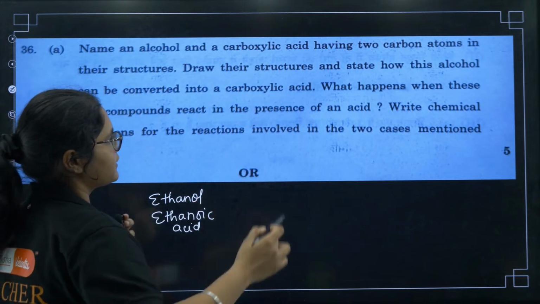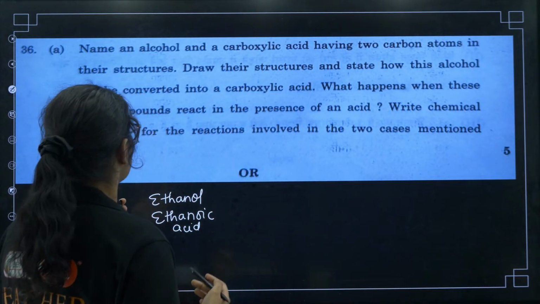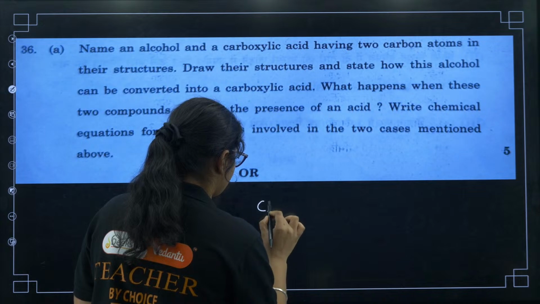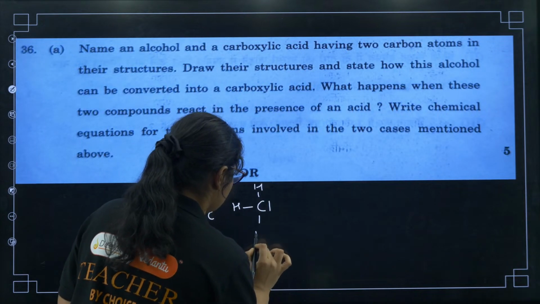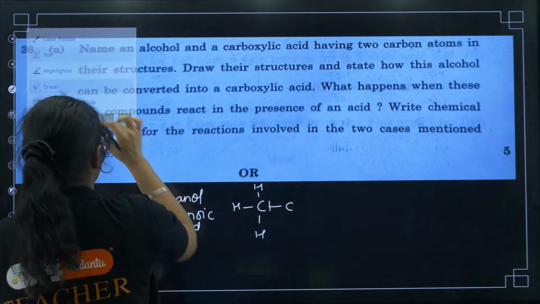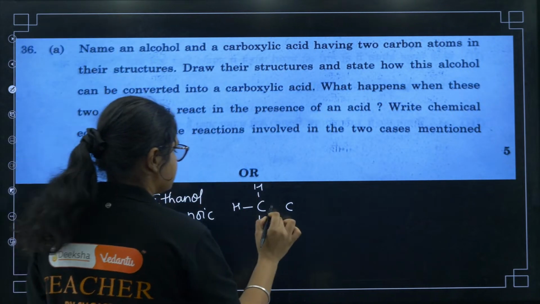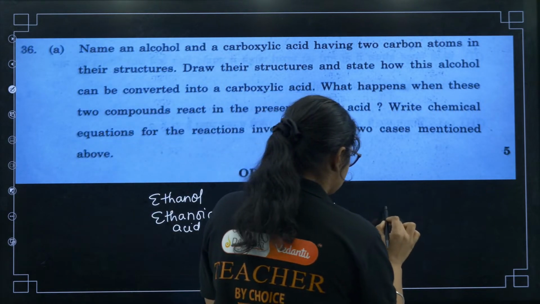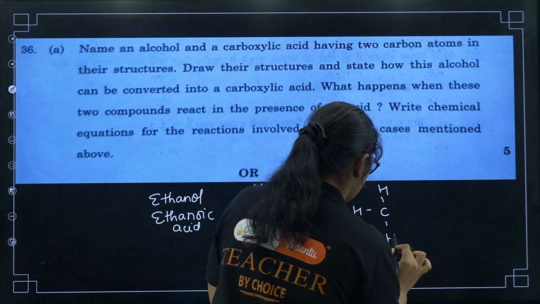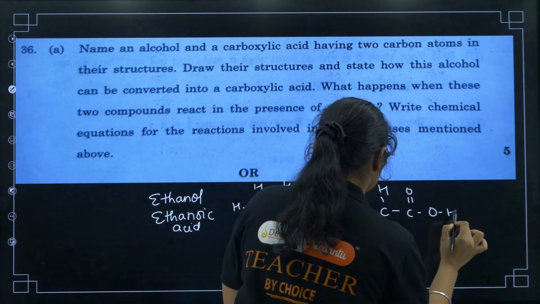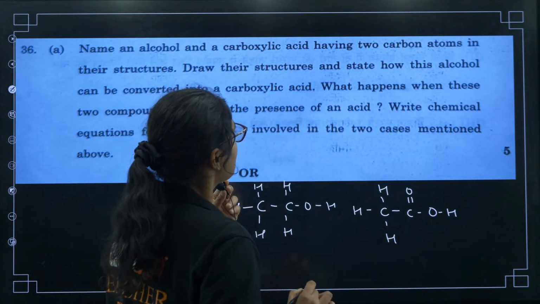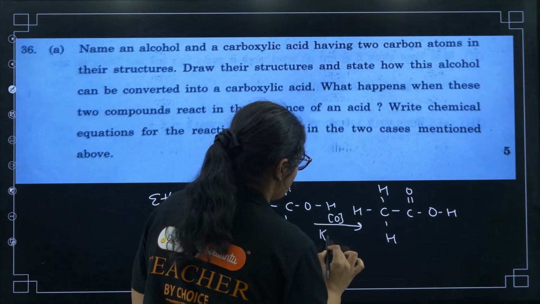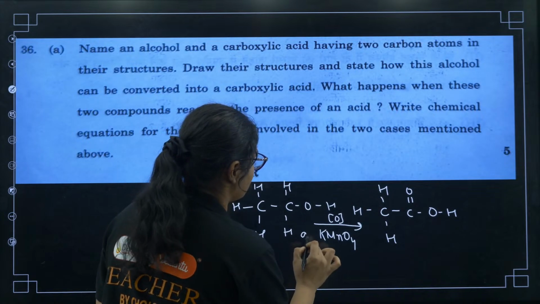Next, what you have to do, draw their structures and state how this alcohol can be converted into carboxylic acid. So if I want to draw their structure, ethanol structure, you can draw like this. So just CH3, okay. Then you have, one second, here I can erase. Yes, this is CH2 and O and H. Then you have CH3COOH, that is for ethanoic acid. CH3COOH. Structures are done. Okay. Next, how can we convert ethanol to ethanoic acid? So to convert this one, we need a strong oxidizing agent. You can use KMnO4, alkaline KMnO4.